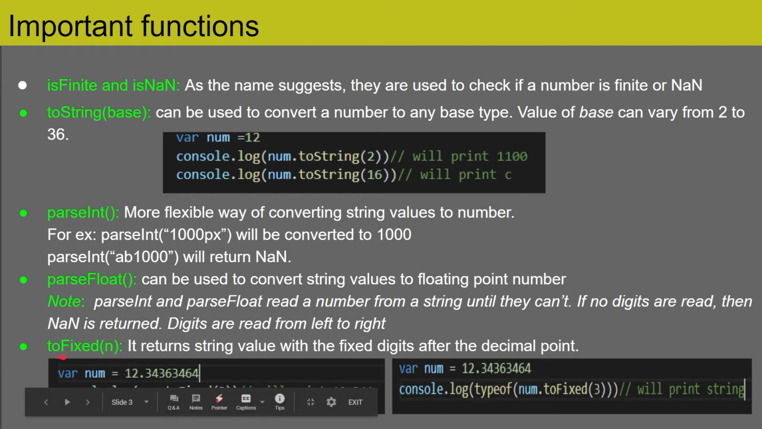The last function that I have mentioned here is toFixed. toFixed is used to return the fixed digits after the decimal point, and we pass this number as a parameter of this function. If no parameter is passed, then no digits will be present after the decimal point in the result. So in this first code snippet, I have used the number 12.34363464, and I use toFixed and pass value 3. So it will print the number 12.344.